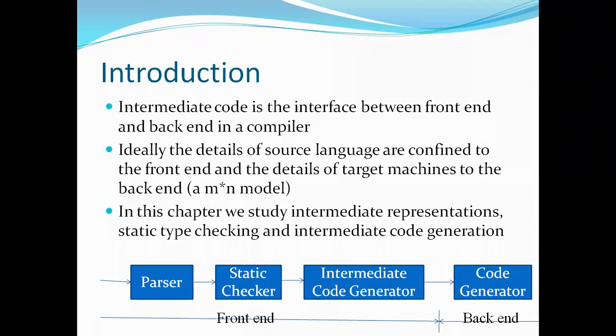And here the details of the source language, because here we are generating an intermediate language, right? So the details of the source language are confined to the front end and the details of the target language are confined to the back end. Make a note of this. And here we are implementing the intermediate code generation with an m into n model.